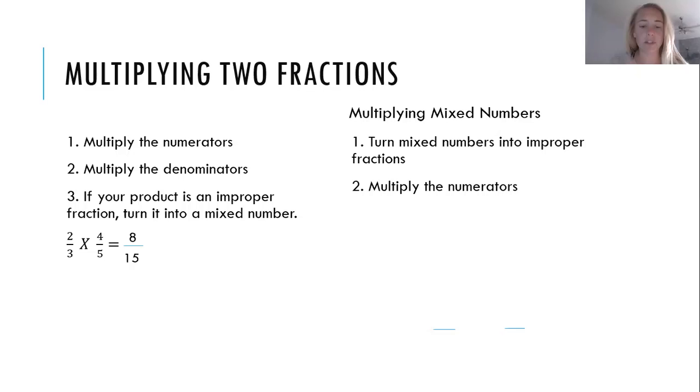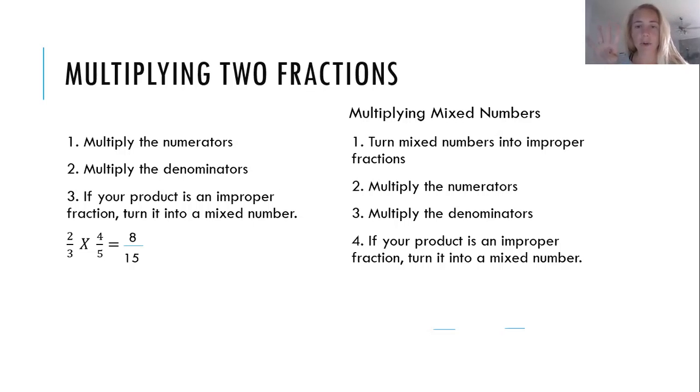Step two is multiply the numerators. Step three, multiply your denominators. And step four, if your product is an improper fraction, you need to turn it into a mixed number. So our example problem is 2 1/4 times 3 2/3. So I have two mixed numbers in here. So I need to create improper fractions in order for me to be able to multiply.